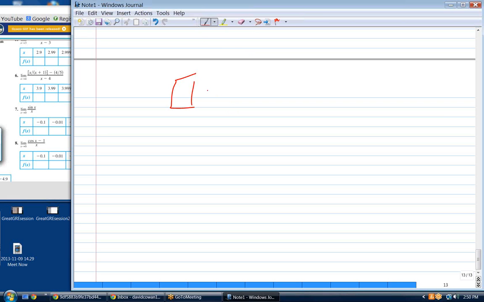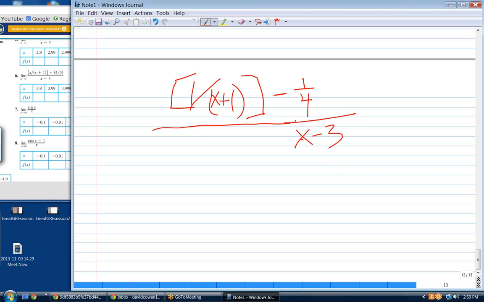1 divided by x plus 1, and the x plus 1 is in parentheses. And then it's the end of that bracket, minus 1/4, over x minus 3. The whole thing over x minus 3. And it's the limit as x goes to 3. So we plug it in, we get 1/4 minus 1/4, or 0, over 0.